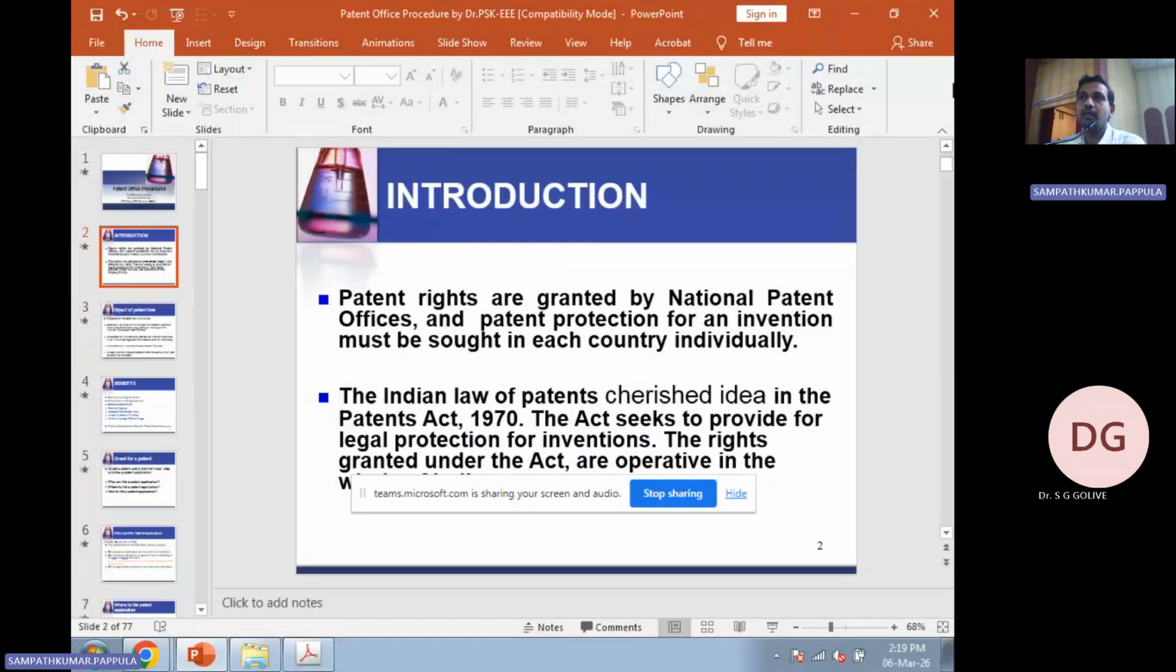In any country we can publish the patent. The Indian law of patent is enshrined in the Patent Act of 1970. The Act seeks to provide legal protection for inventions. If you want to get legal protection for an idea, I need to publish that particular paper or patent in a particular way only.